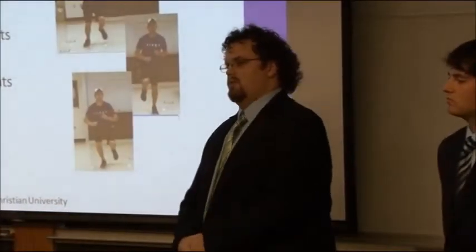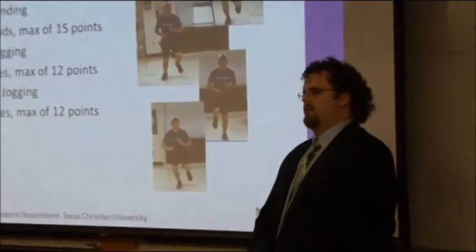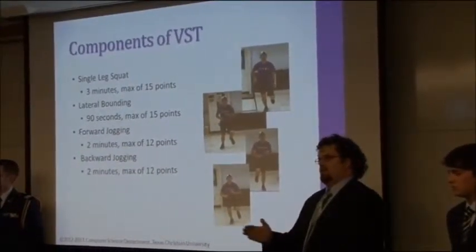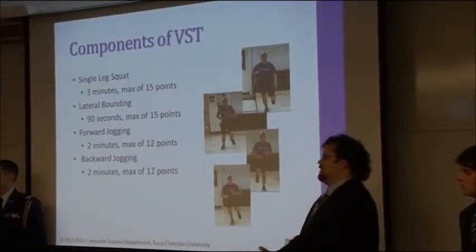Now, the components of the Vales For Test include the single leg squat, lateral bounding, forward jogging, and backward jogging. Each has a time limit that is divided into multiple segments and consists of 12 to 15 points.